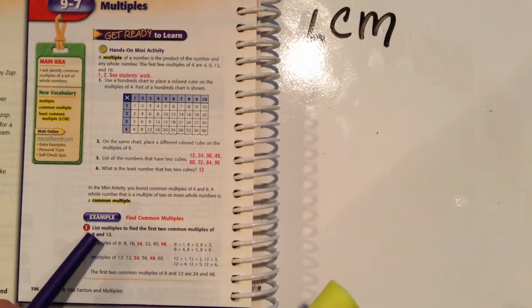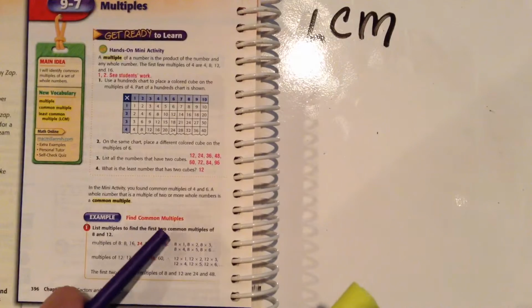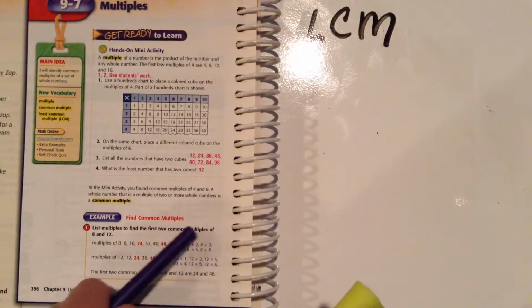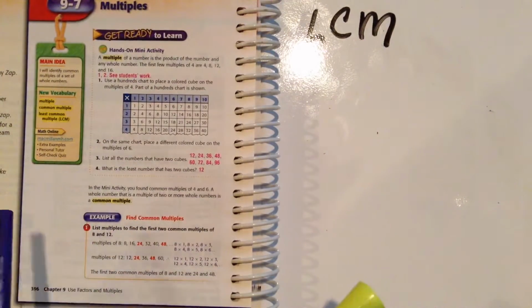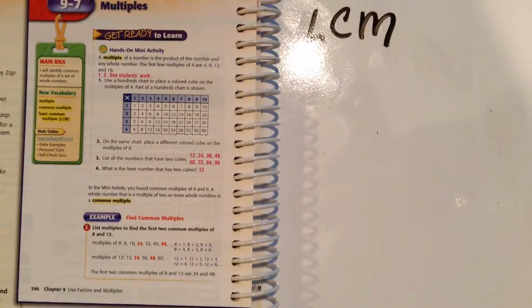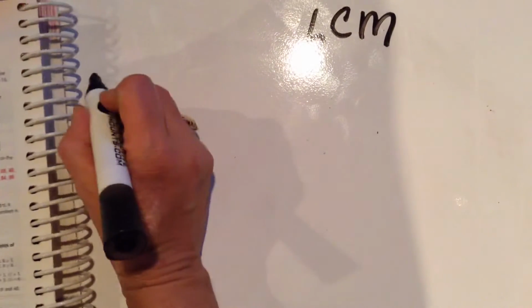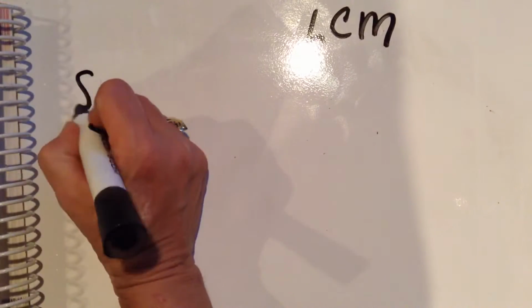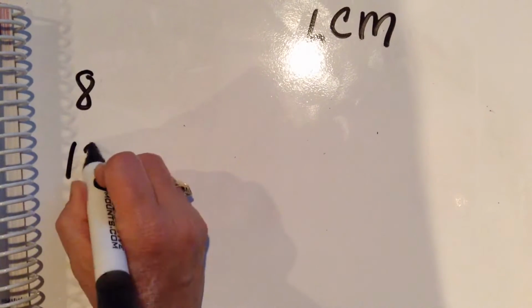Okay? So here, let's look at the first example. This is one we just did. So now we want to list the multiples to find the first 2 common multiples. So they're only asking you for 2 because, like I said, they go indefinitely. So once you find the first 2, then you can stop. Okay? So they want you to do 8 and 12, and I'm going to show you how to write them out.